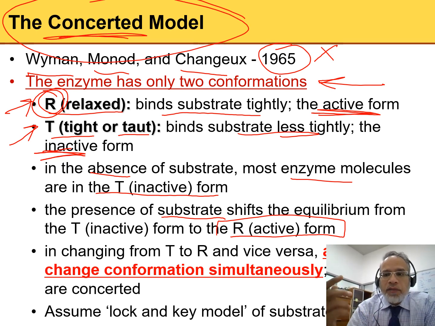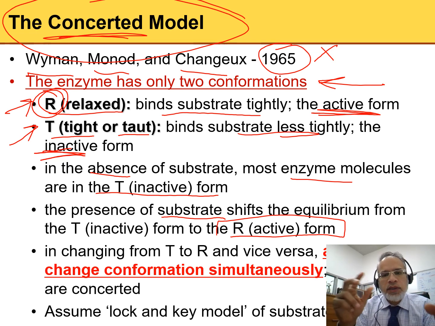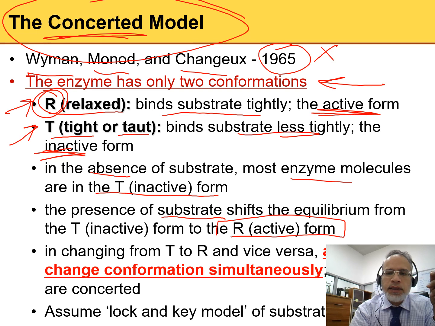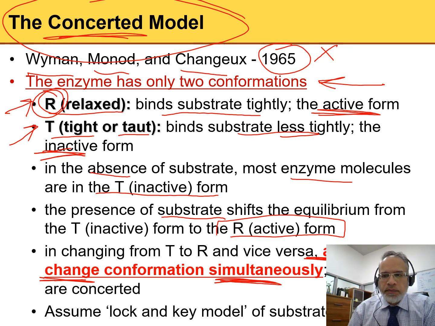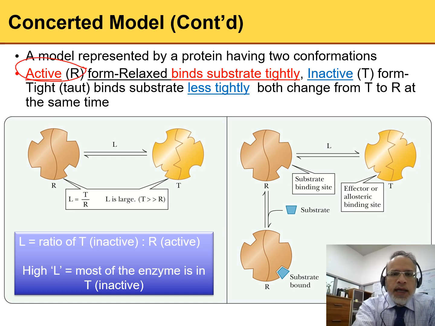Now in changing from T to R in the concerted model, the whole idea is that you have many subunits. When the enzyme changes from the inactive T to the active R, all subunits, and that's the keyword, all subunits change the conformation simultaneously, at the same time, and that's called the concerted model. This model also assumes the lock and key model of substrate binding. So again, in the concerted model you have the R form, which is active, and the inactive T form.